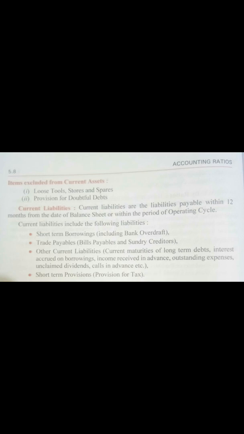Other current liabilities like current maturities of long-term debts, interest accrued on borrowings, income received in advance, outstanding expenses, unclaimed dividend, calls in advance, etc. All these are the current liabilities which are to be considered and included in calculation of current liabilities for current ratio. And short-term provisions like provision for tax. All these are the current liabilities which are to be counted while calculating current ratio.